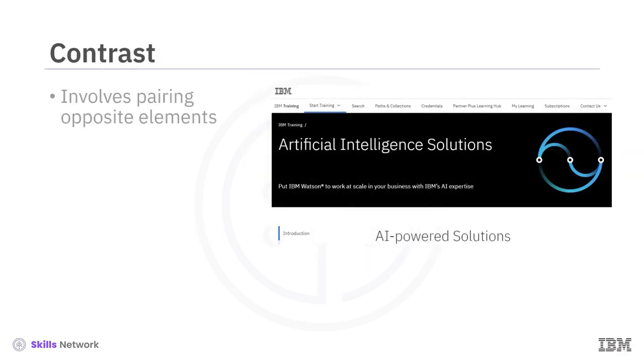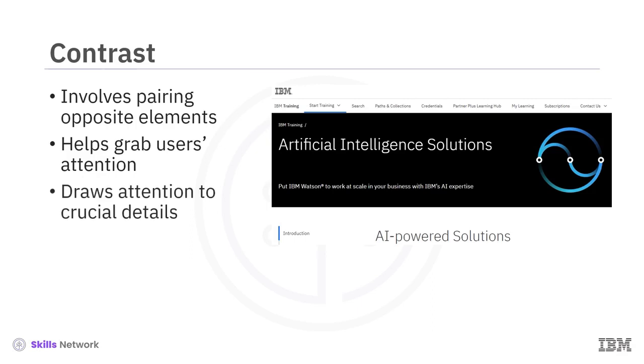Contrast implies pairing elements that are opposite to each other. This visual design principle is crucial as it gives the area a focal point and helps grab a user's attention. There are many ways of incorporating contrast. Texture, shape, color, and distance are a few examples. Contrast draws users' attention to crucial details and introduces diversity into a design. For example, pairing light colors with dark or pairing angles and curves.